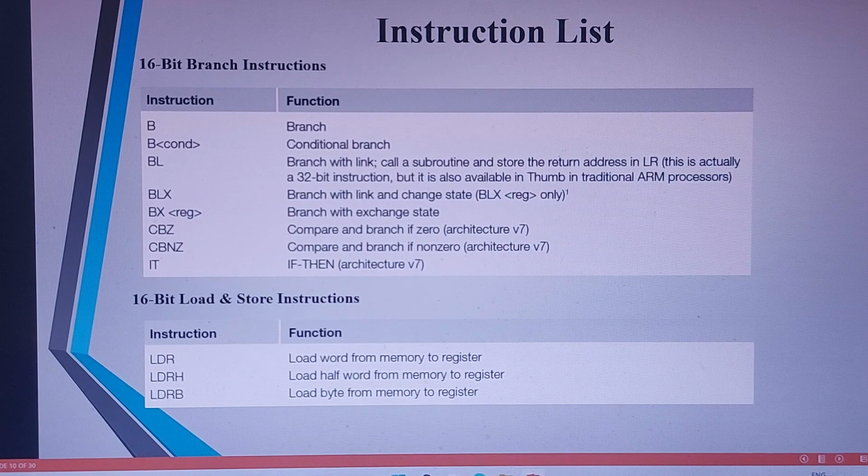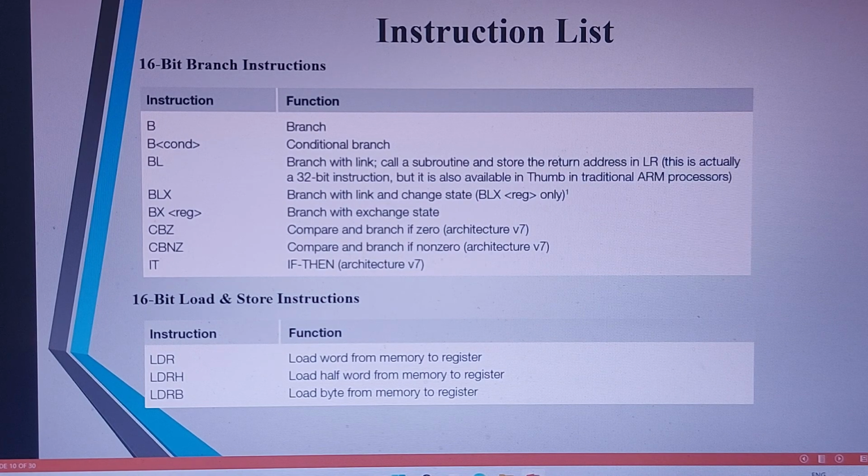Then branch with exchange state. Here only exchange operations are performed, but the link register is not used. That is BX. Then we have CBZ, compare and branch if 0. As I said, any conditional flag can be used in a conditional operation. That is the carry flag, zero flag, negative flag or overflow flag. Any of these conditions can be used.